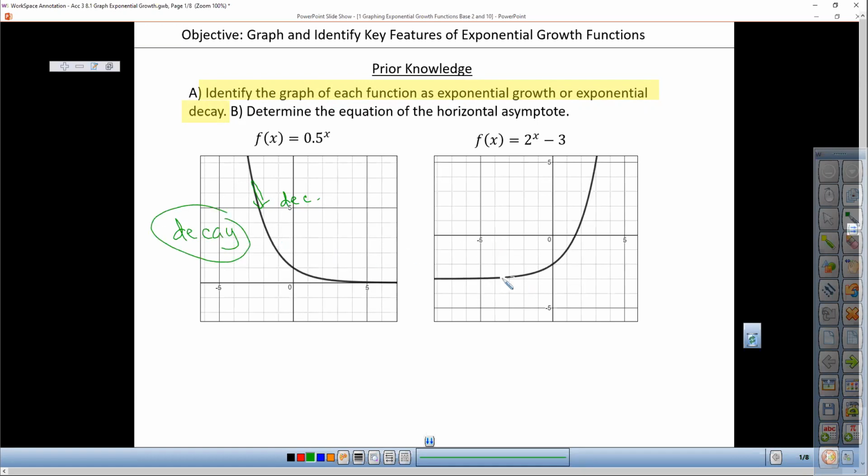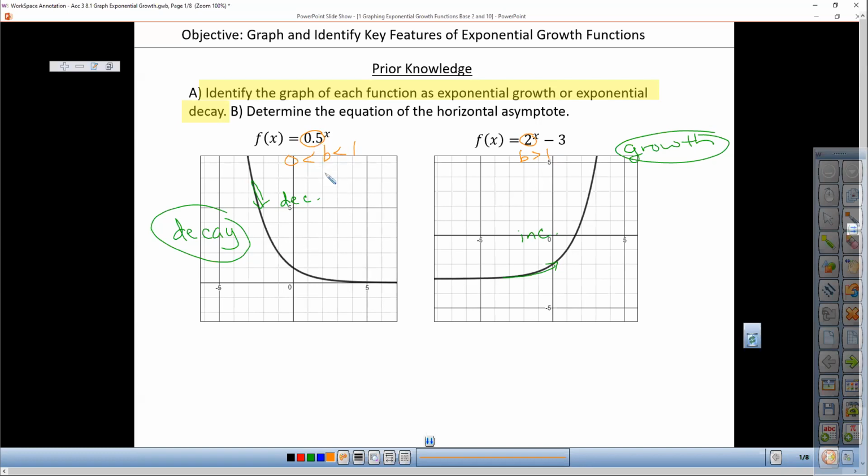Whereas the other function from left to right moves upward. So it's an increasing function, and that tells us it would be an exponential growth function. Now, we can also tell that from the base value. In the growth function, notice the base would be 2, and in a growth function, your base is greater than 1. Whereas in a decay function, the base here is 1/2. In a decay function, your base is less than 1, but still has to be positive. And so we often write that as b is less than 1, but also greater than 0.